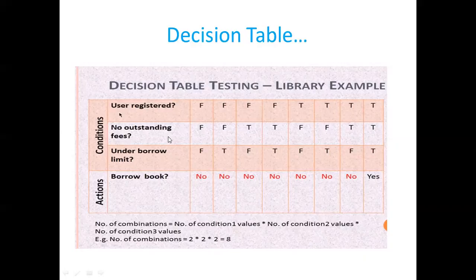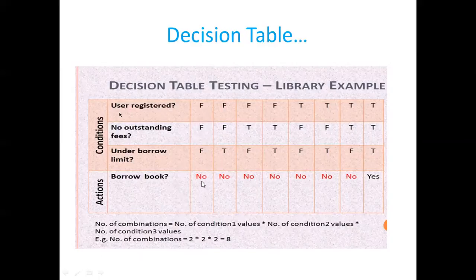Will it allow? The system will reject him. Whoever wants to give the book, will reject him. So here, consider F is some problem. So user registered false means he is not registered. And I'm considering outstanding fees as false, and borrow limit also false.